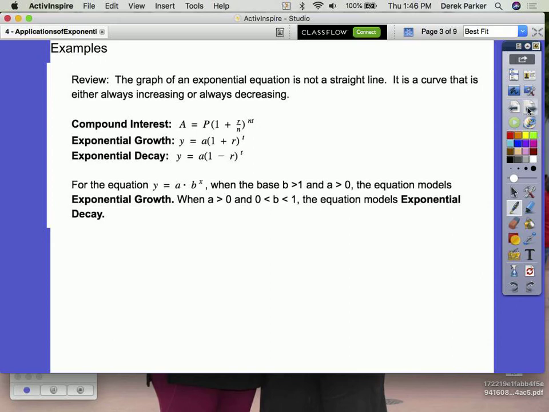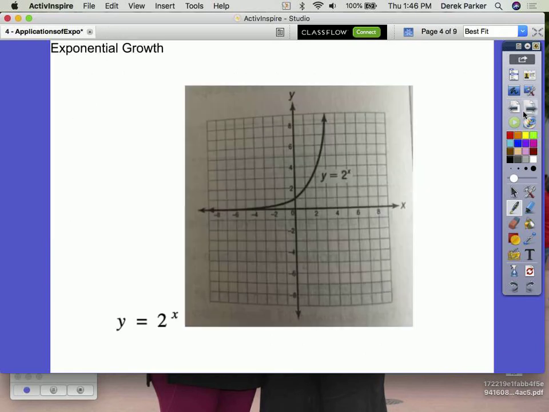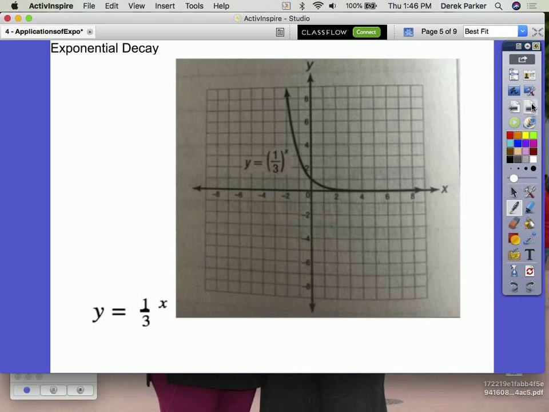For the equation Y equals A times B to the power of X, when the base B is greater than 1 and A is greater than 0, the equation models exponential growth. When A is greater than 0 and B is between 0 and 1, the equation models exponential decay. And as you may know, B would be a fraction or decimal. Here's an example of exponential growth. This is Y equals 2 to the power of X. Here's an example of exponential decay.